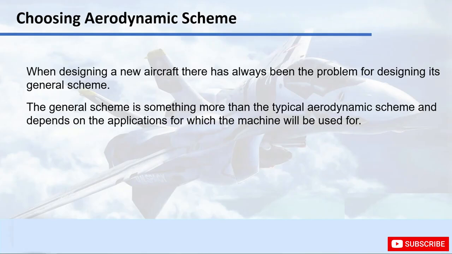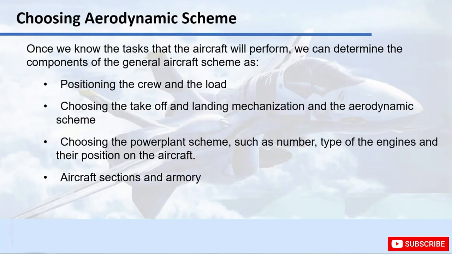However, in our case we're creating a business jet, so here the things are pretty straightforward. Before doing that, we need to pay special attention to some of the following criteria in order to decide what is going to be our scheme. The first criterion, which is very important, is the positioning of the crew and the load on the aircraft. Then we need to decide what type of mechanization we're going to use for takeoff and landing.